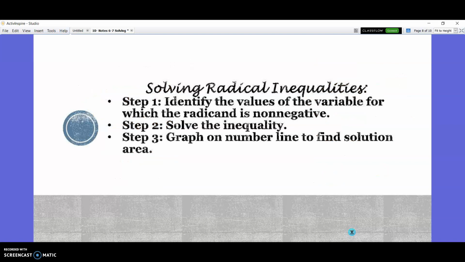All right, so we did solving radical equations. Here's solving radical inequalities. Here's the steps for that. Identify the values of the variable for which the radical is non-negative. So the radical has to be positive, has to be greater than or equal to 0. Solve the inequality and then graph on a number line to find the solution area. Again, step 3 is not optional. It is one of the steps in order to solve correctly. So follow all 3 of these steps. Make sure you're writing these steps down in order to receive full credit for this assignment.